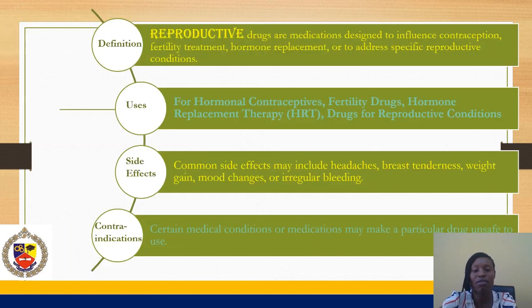We have drugs that are for reproduction. They are designed to influence contraception, fertility treatment, hormone replacement, or to address specific reproductive conditions. They also have side effects such as headache, breast tenderness, weight gain, mood changes, irregular bleeding.